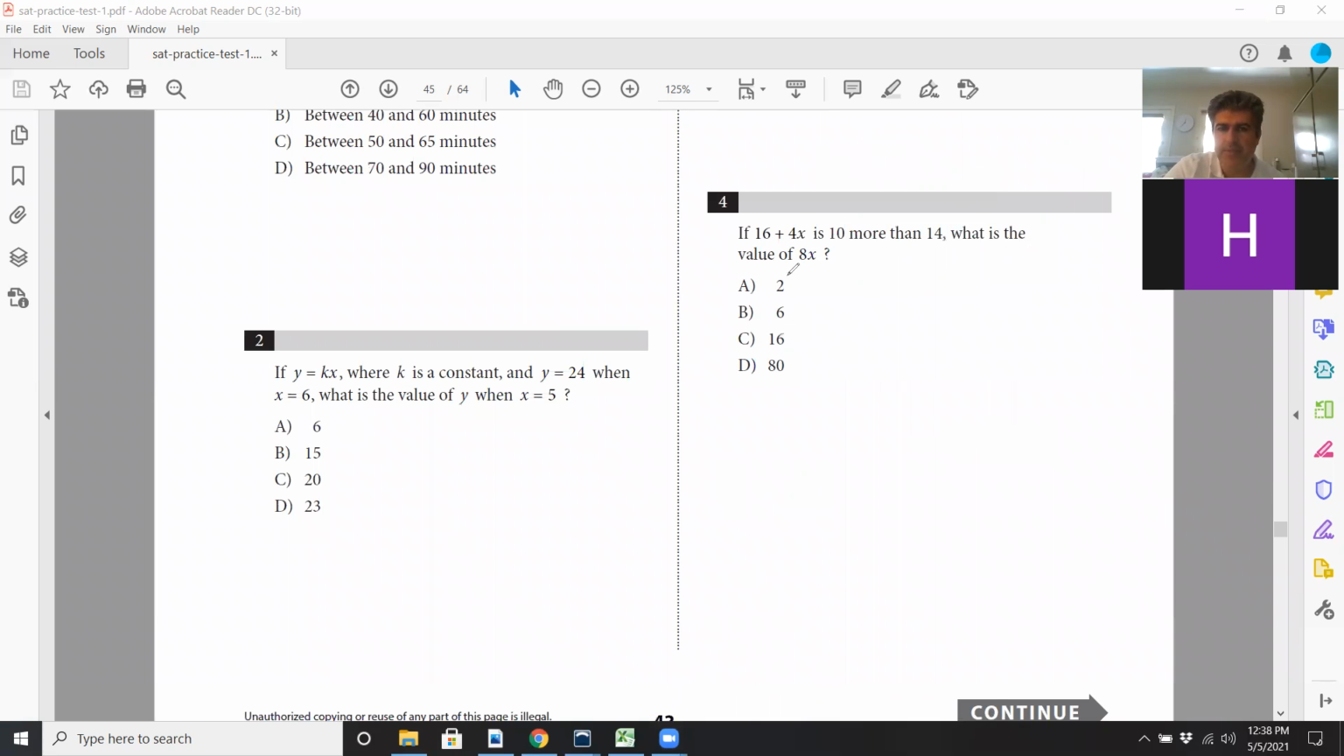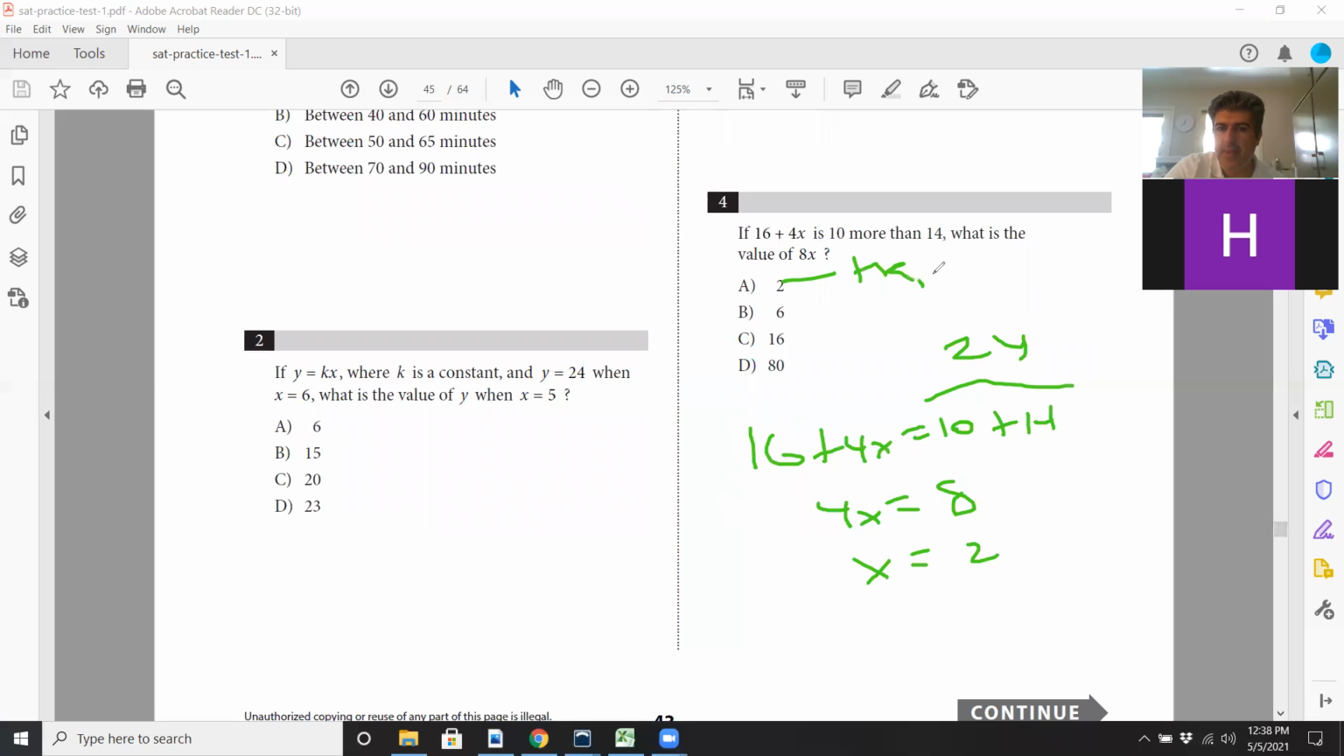Here we could translate: 16 plus 4x equals 10 plus 14. So 4x equals 8. If you work it out carefully, this is 24. Move 16 from left to right, x is 2. But they put this here as a trap. They didn't ask for x, they asked for 8x. So it's 16. So you gotta watch out, the College Board can be very cruel and conniving that way, where they'll deliberately put a choice that you would get if you're careless or if you don't read the question carefully. So it's C for that one.